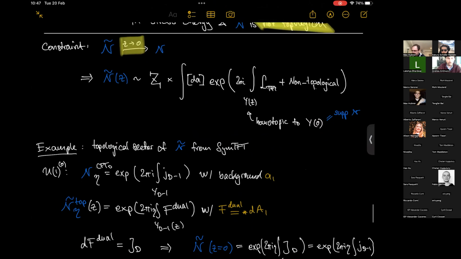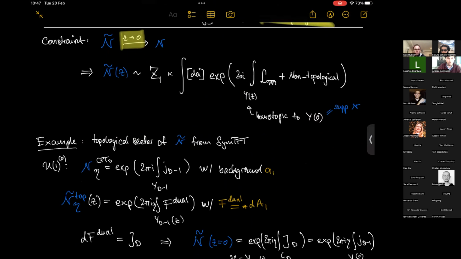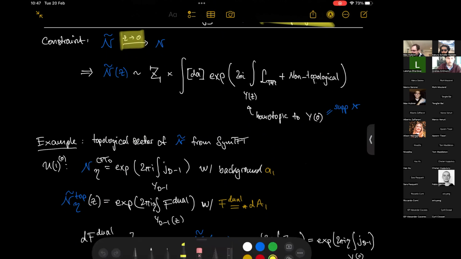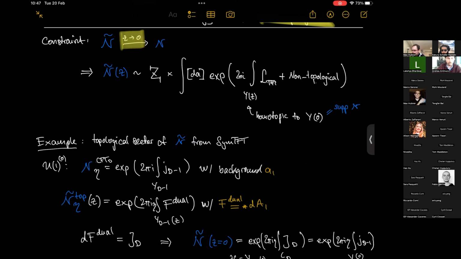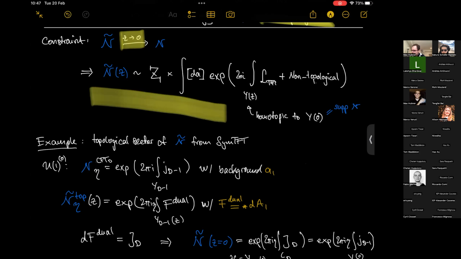Right, and so I was just slowly coming to a conclusion. I wanted to state some properties of this brane that we're predicting. The first constraint is that if we move it back onto the boundary, it should reduce to the symmetry operator of the CFT. And so this requires this object to have the following form.